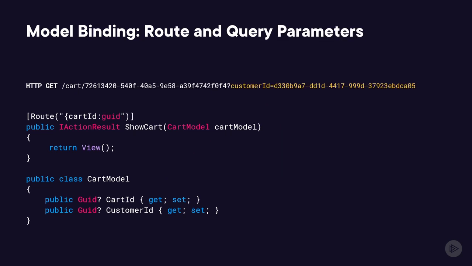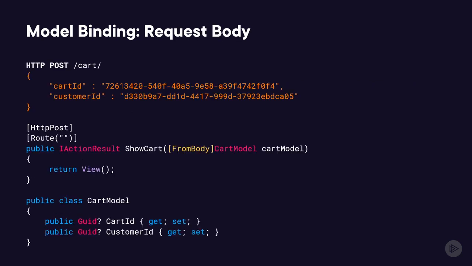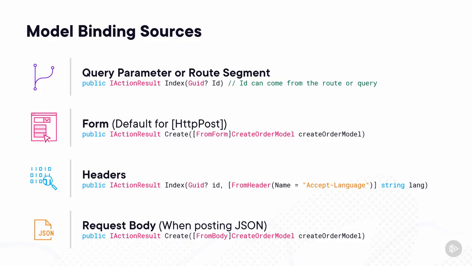If it's not a part of the URL that we are defining in our route, then we can set it using a query parameter. We could also define that it's coming from the request body. There are multiple built-in sources that we could use, for example, from query, from route, from form, from body, or from header. These could allow us to grab the data from different places.